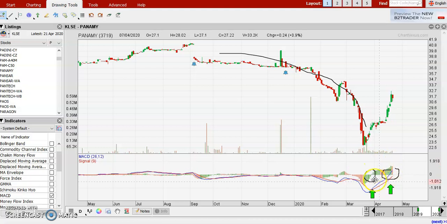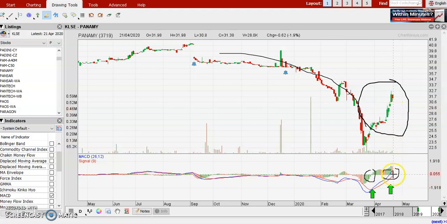but whenever you want to make a decision to enter, you always need to check the candle, the current position of the price. For this Panamai, even though the MACD is showing a buy, the candle shows a resting candle. This one we call a harami. So this one is a bearish harami. Why bearish? Because it's at the highest point.